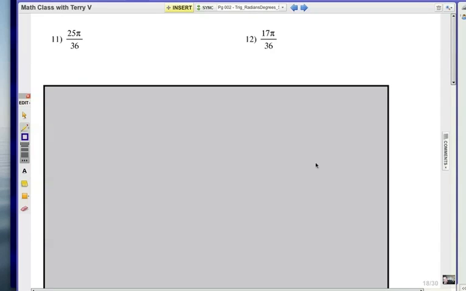Final 2 questions on this self-quiz. Same thing now. We're going to find a positive and a negative coterminal angle, and these are in radians. Click on pause and give it a try.